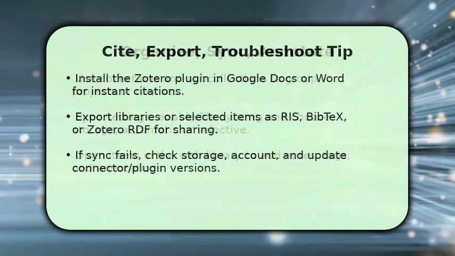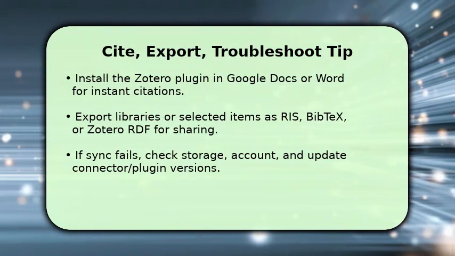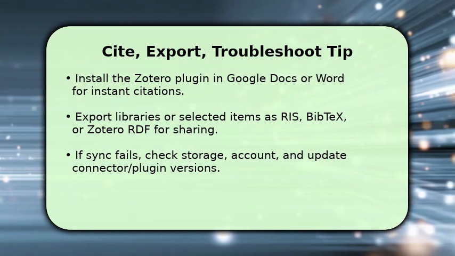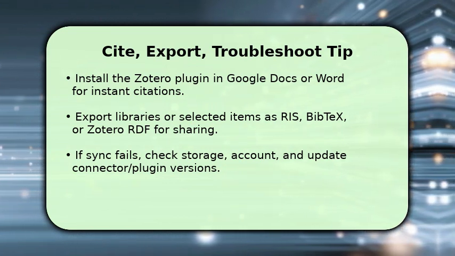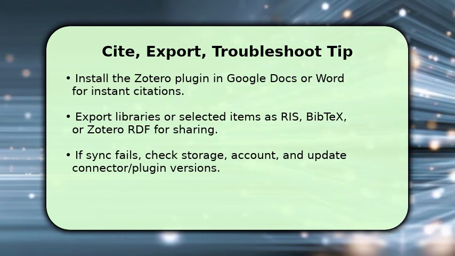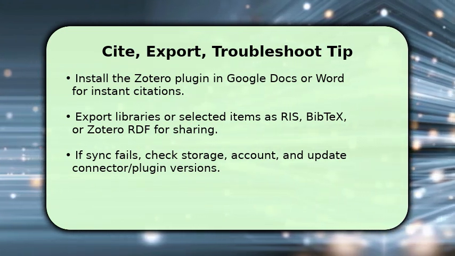Also, use the Related Items feature to link connected papers, so you can trace sources quickly when writing. Finally, integrate Zotero into writing. Install the Word or Google Docs plugin and insert citations that auto-generate a bibliography. When you need portability, export collections as BibTeX, RIS, or Zotero RDF to share with collaborators.